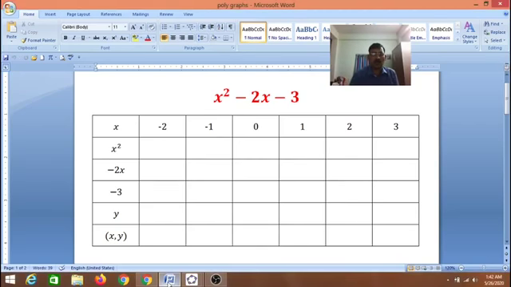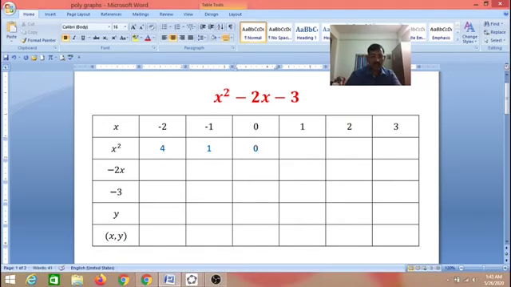First, consider the polynomial x square minus 2x minus 3. The x values are randomly taken from minus 2 to 3. X square: minus 2 whole square, that is minus 2 into minus 2, 4. Then minus 1 whole square, minus 1 into minus 1, that is 1. Then 0 square 0, 1 square 1, 2 square 4, and 3 square 9.